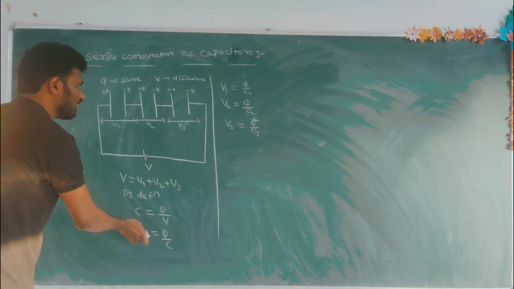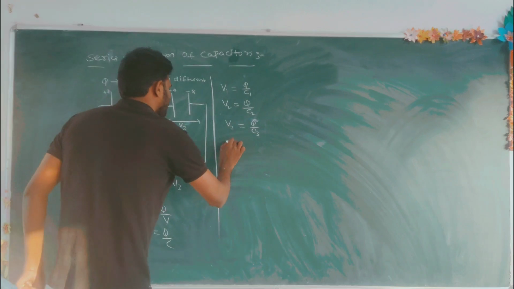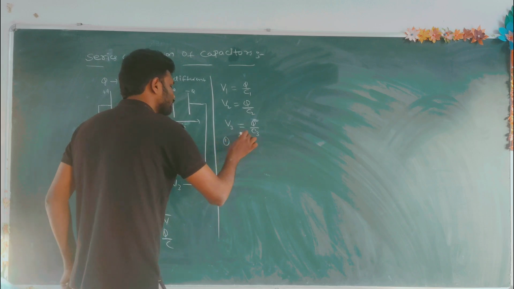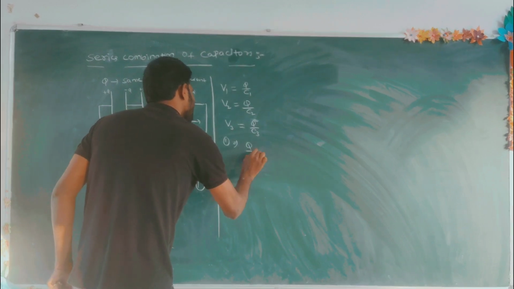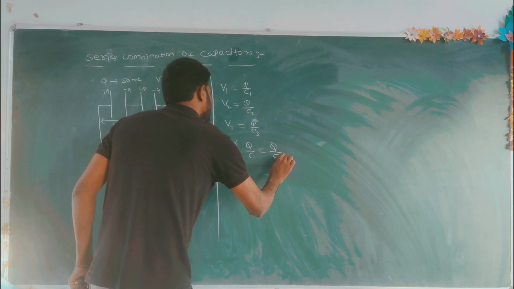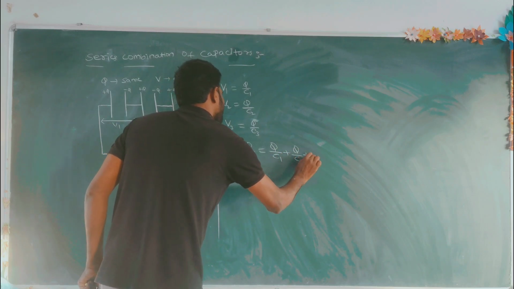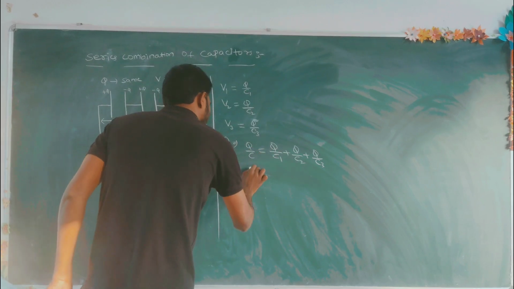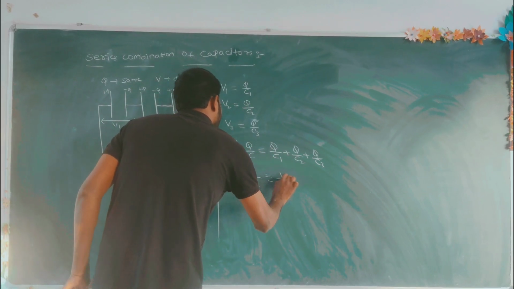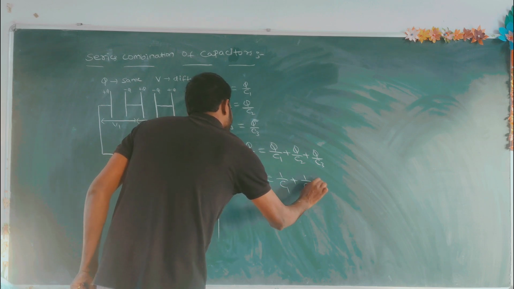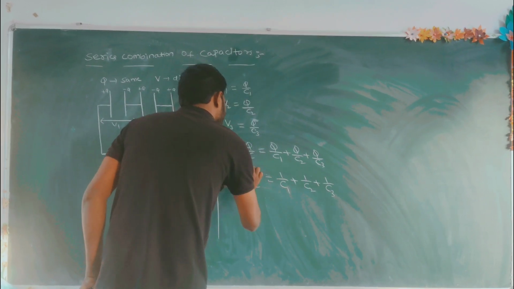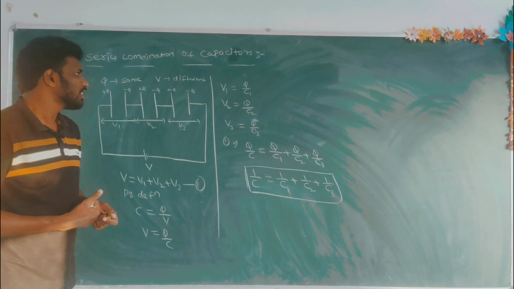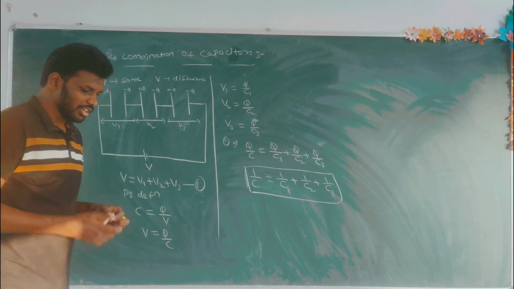Substitute all these values of V and V1, V2, V3 in this equation. From equation 1, V is Q by C. Q by C equals Q by C1 plus Q by C2 plus Q by C3. Take Q common on both sides. The Q gets cancelled, then we are left with 1 by C equals 1 by C1 plus 1 by C2 plus 1 by C3. So this is the equivalent capacitance when three capacitors are connected in series. This is about the series combination of capacitors.